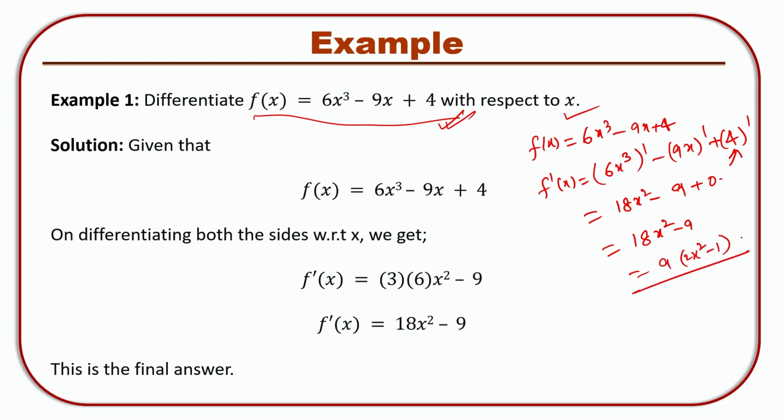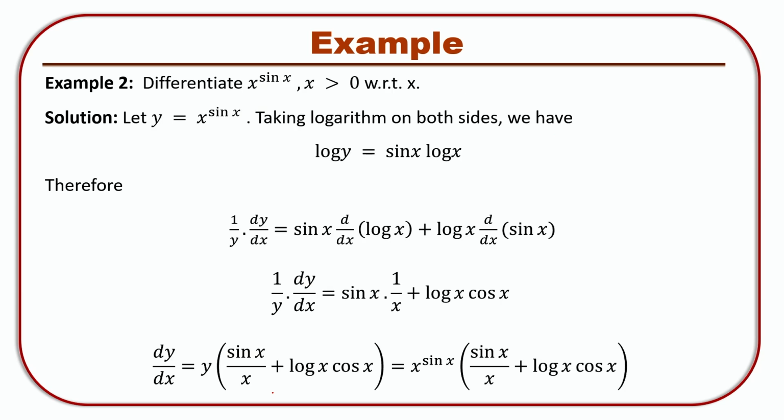This is your answer, right? Now, look at, for example, 2, x into sine inverse, x power sine x, where x is greater than 0, and find the derivative of such function with respect to x. This is a good question, and you will see how the mathematics is involved in finding the chain rule as well as the implicit function form.